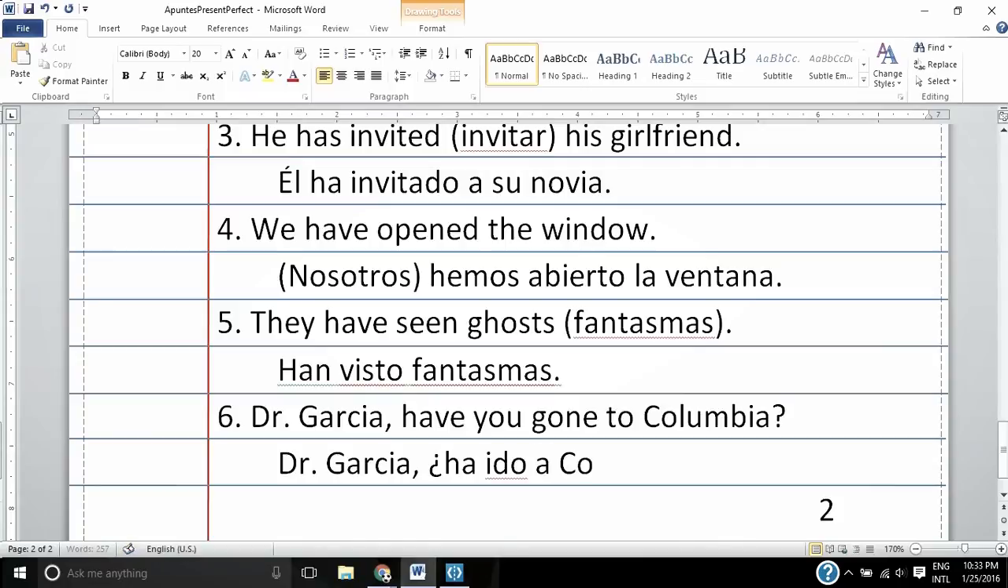A Colombia. And yes, in Spanish, it's Colombia with an o. All right, that's the end of the notes.